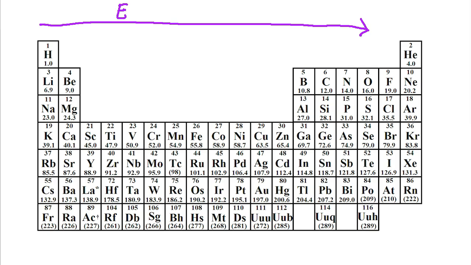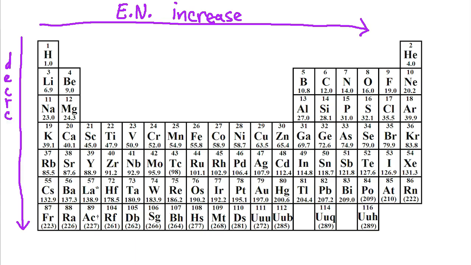So electronegativity, which I'm going to abbreviate EN, is going to increase as we go across the table. Okay? Electronegativity is also going to decrease as we go down the table. The most electronegative element is fluorine. So if I take a look at fluorine, it is going to be the most electronegative element, and francium down here is going to be the least electronegative element.